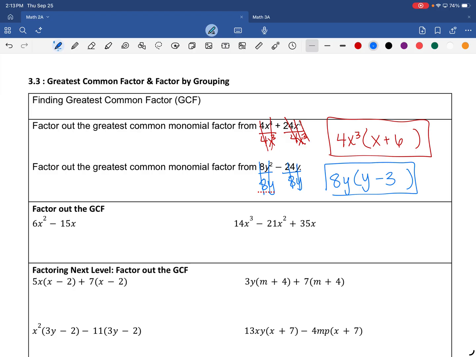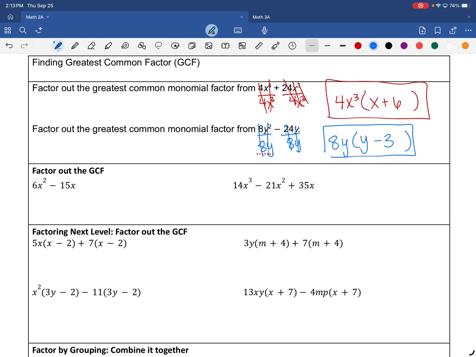So take a second, pause the video if you want, and try the next two, see what you can take out, and then I will catch up to you or give you the answers. Okay, so between 6x squared and negative 15x, both of those could divide out a 3 and an x. So 3x will go in the front, and then 2x minus 5 is left.